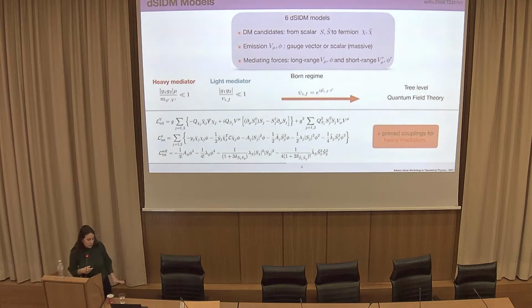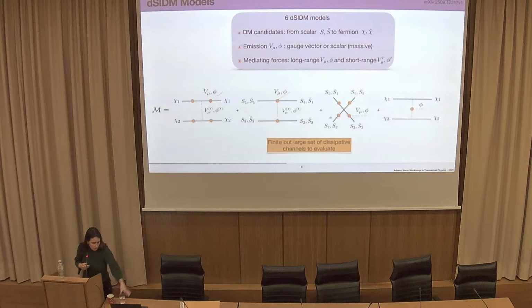So our six models can be described by these three really simple Lagrangians, where we also studied some self-interaction, but the overall details of the couplings are not that important for now. Just note that in the case of a heavy mediator, you need some additional particle in your theory. You also have some prime couplings that need to be added to this Lagrangian.